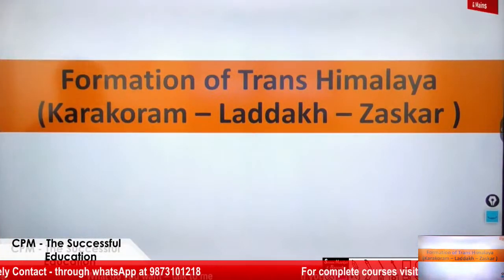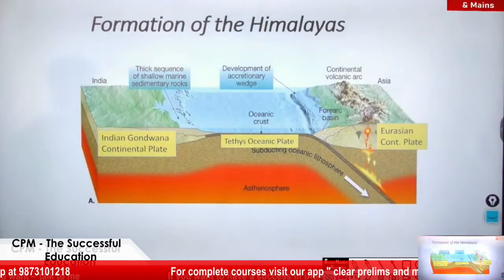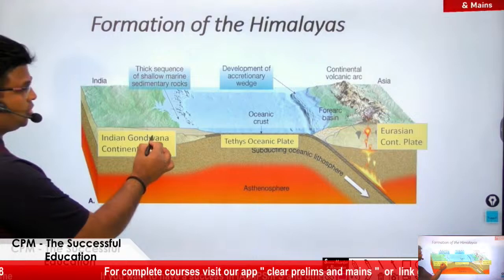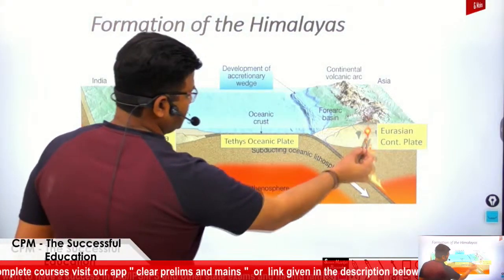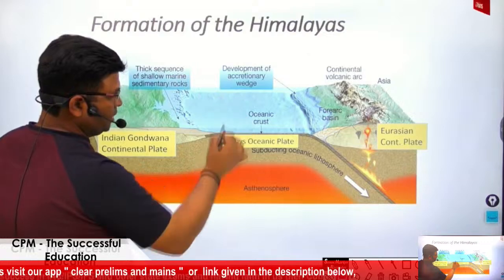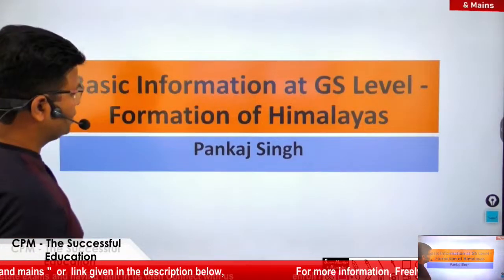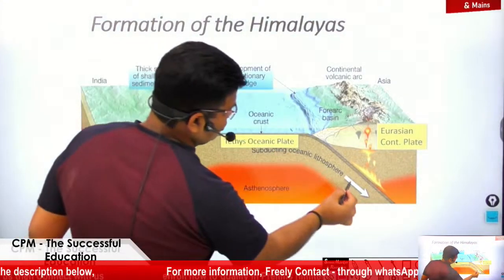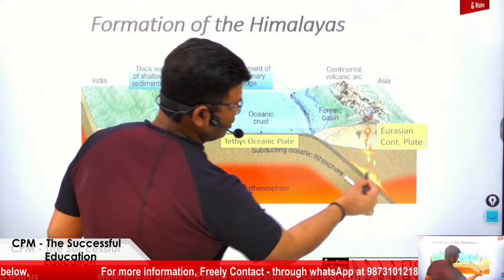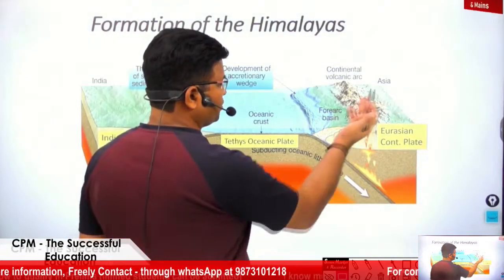So we are going to see the formation of the Trans-Himalayas and Karakoram, Ladakh and Zaskar. Here you can see the Indian Gondwana continental plate, the Eurasian continental plate and the Tethys oceanic plate, floating over the asthenosphere. Here the Tethys oceanic plate is subducting below. Due to the friction there is a formation of what? Magma. And this magma wants to come up in an explosive volcanic eruption.